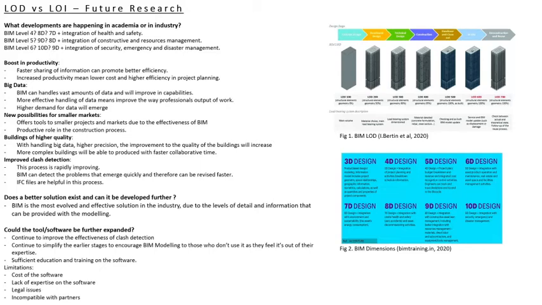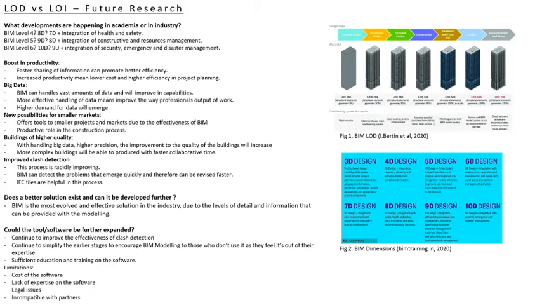Does a better solution exist, and can it be developed further? Well, BIM is the most evolved and effective solution in the industry currently, due to the levels of detail and levels of information that can be provided within the modeling. There are predictions that BIM will make CAD obsolete as it continues to grow. BIM will allow a quicker design process, as the system can draft the building quicker than CAD can. And this is something that we will start to see in the future.